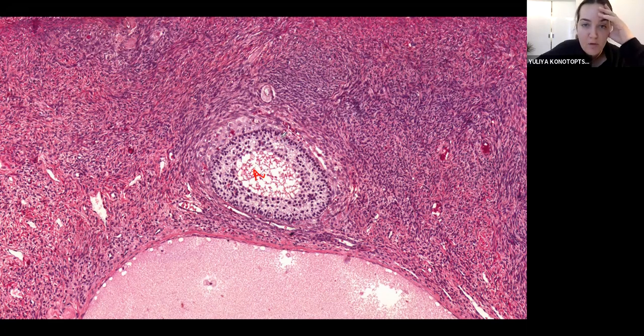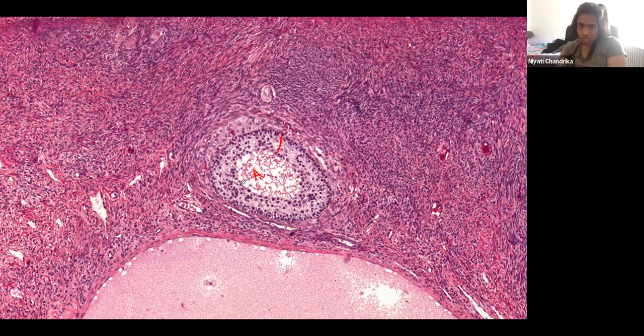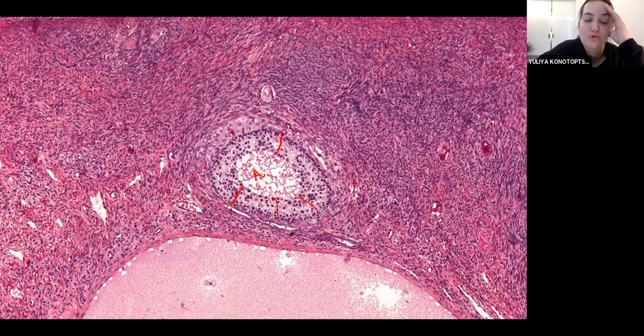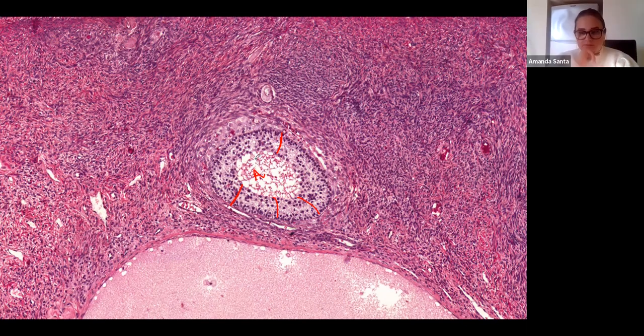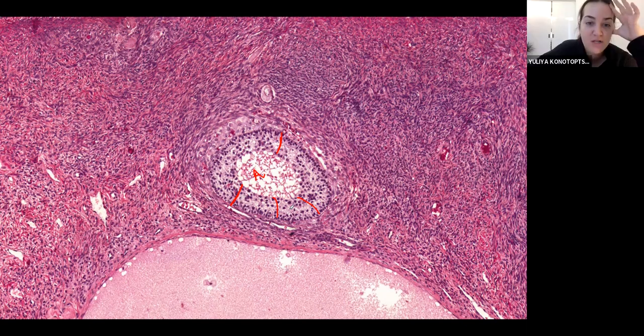It's okay. What about these cells which are outside of the antrum? Which cells are these? Corpus luteum. Well, not exactly, not even close. Which cells are outside of the antrum, guys? Granulosa cells. So these are the stratified cuboidal follicular cells. These are your granulosa cells.